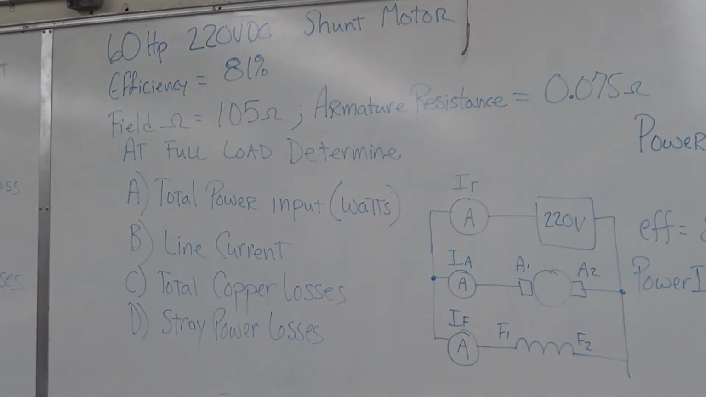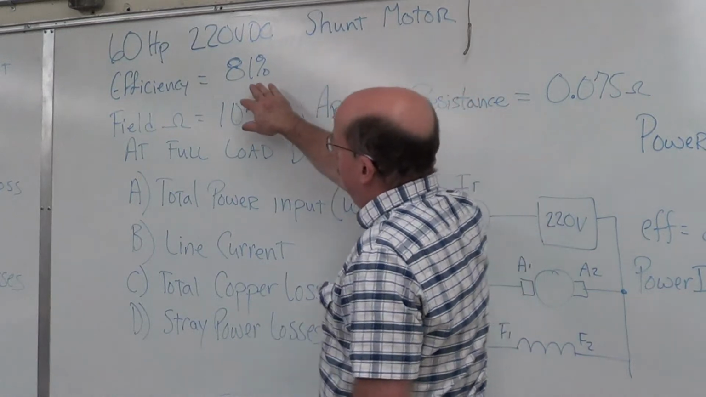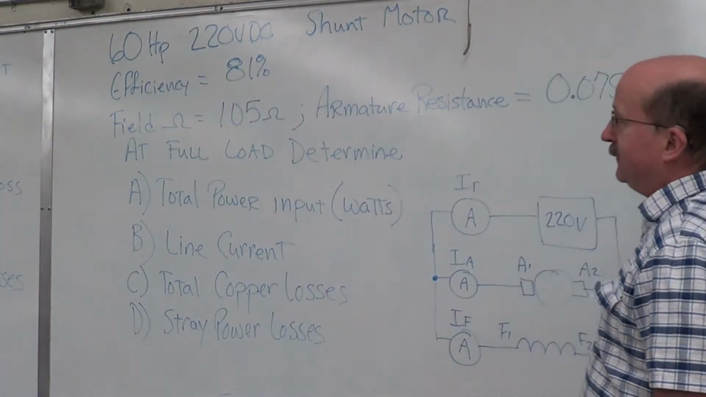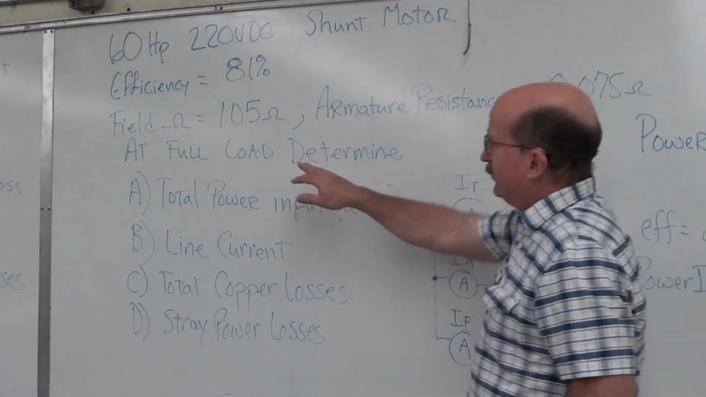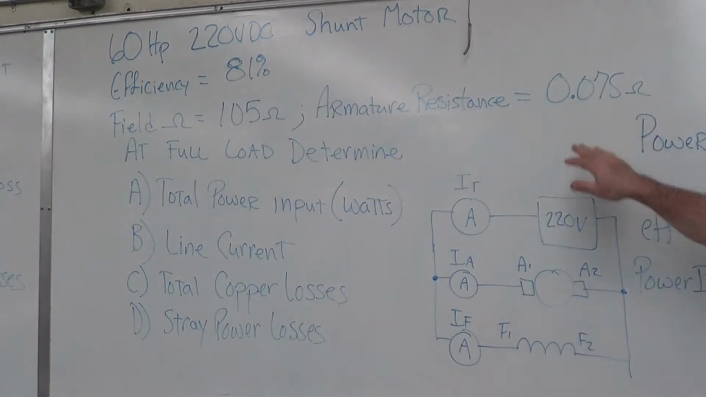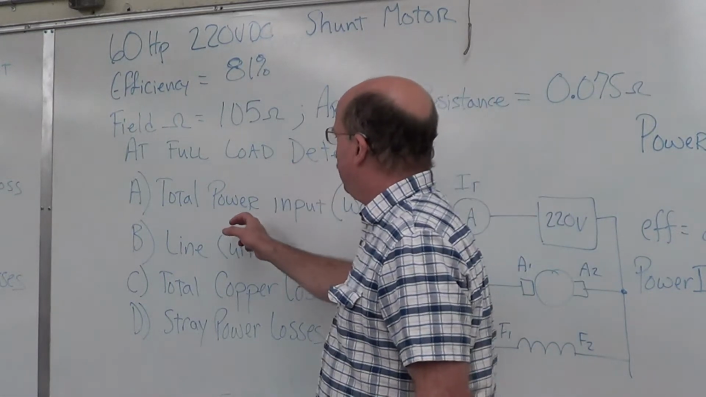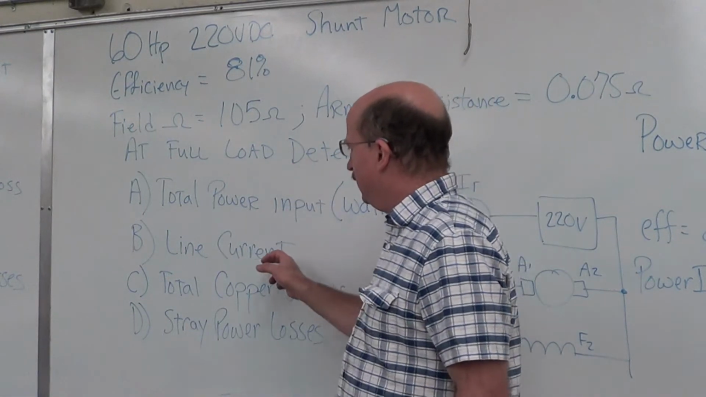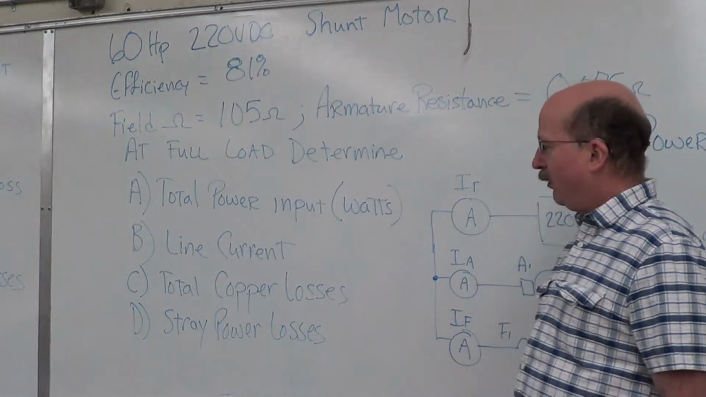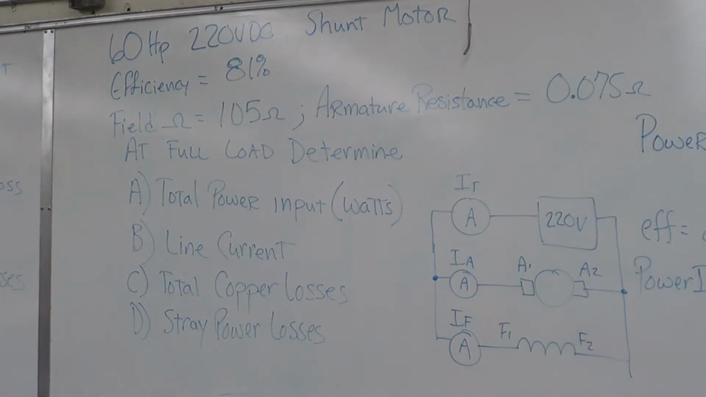Okay, we've got a 60 horsepower, 220 volt DC shunt motor. Efficiency is 81%. Shunt field resistance of 105 ohms, armature resistance of 0.075 ohms. At full load, determine total power input in watts, your line current, total copper losses, and your stray power losses. There's a few things that'll help you out here.